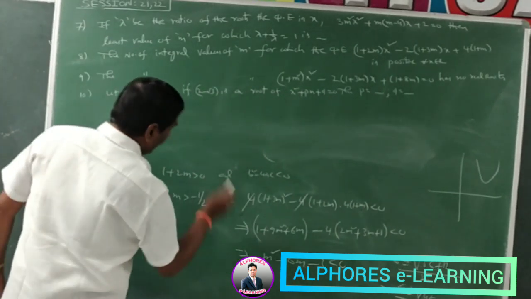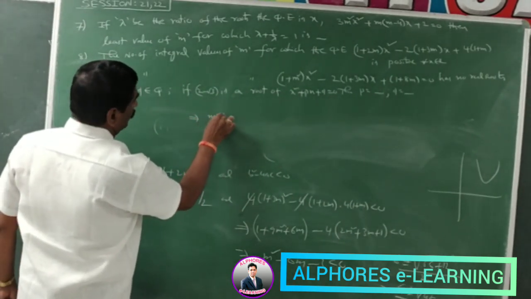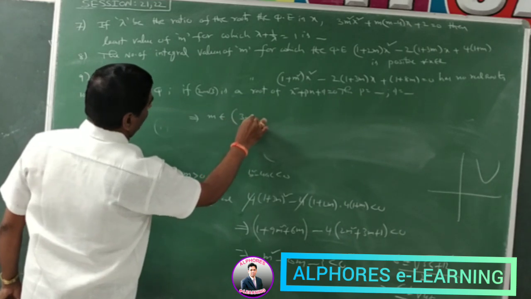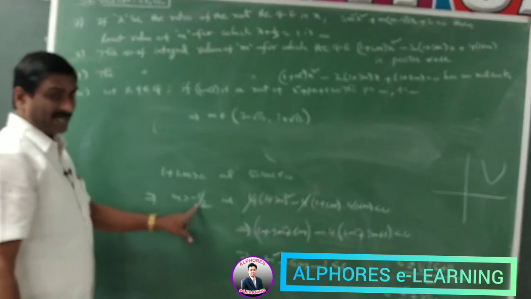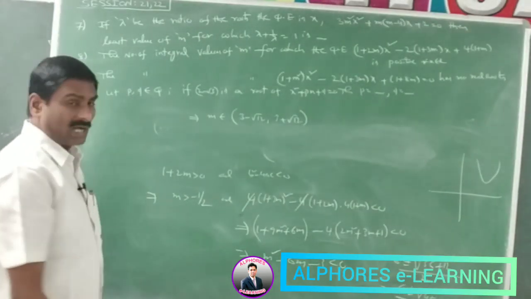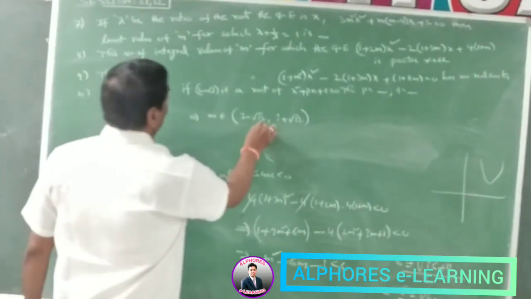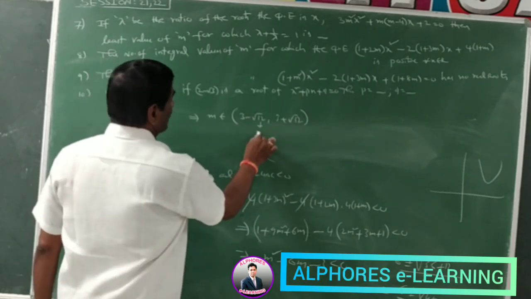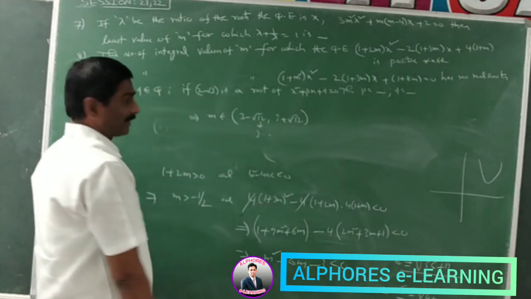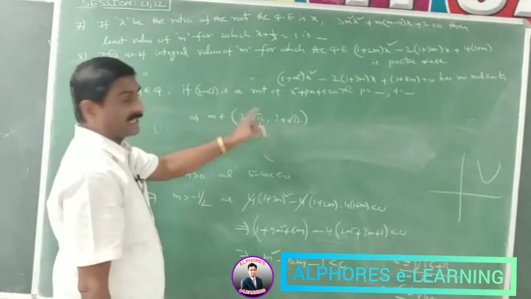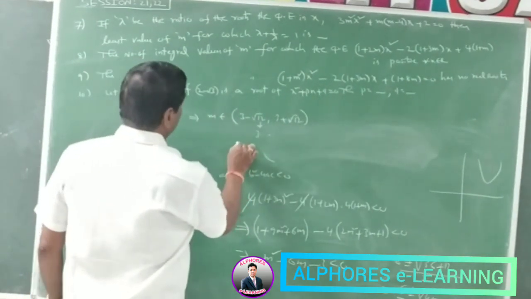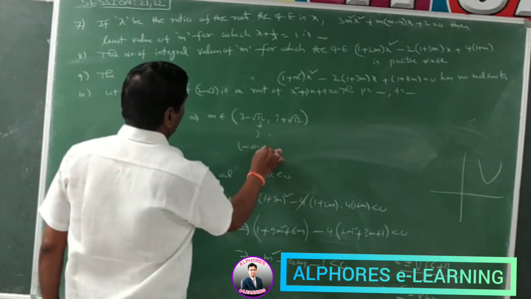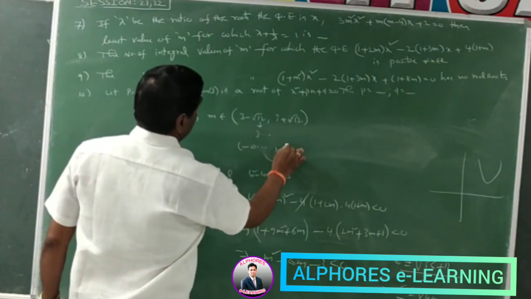That means m belongs to 3 minus root 12 to 3 plus root 12. Already in the first case m greater than minus 1 by 2. What are the common solutions? Root 12 is approximately 3 point something, between root 9 and root 16. So 3 minus root 12 is minus 0 point something, and 3 plus root 12 is 6 point something.